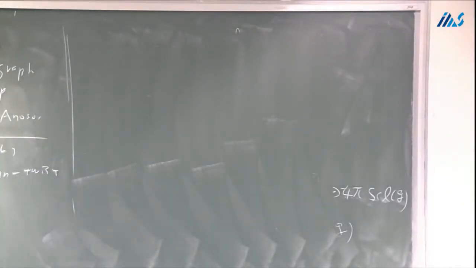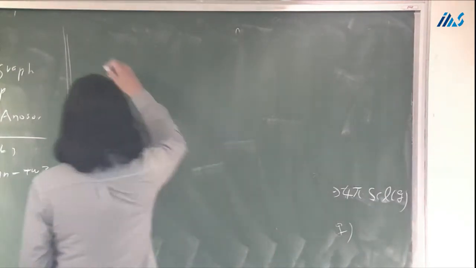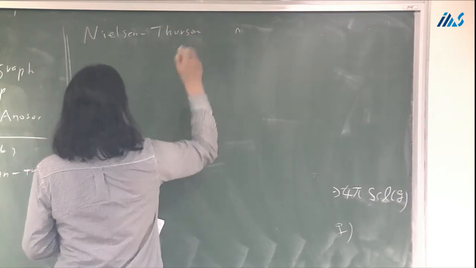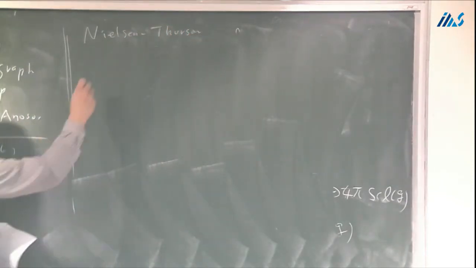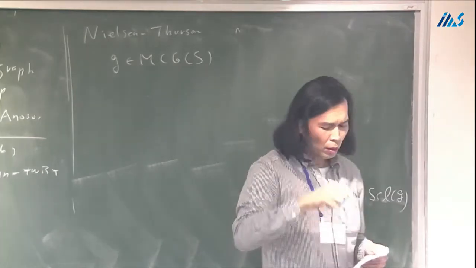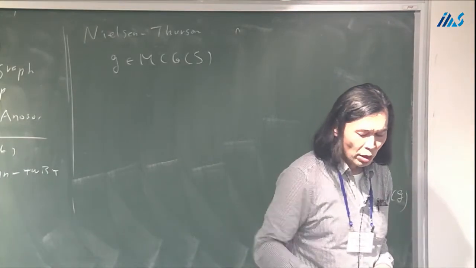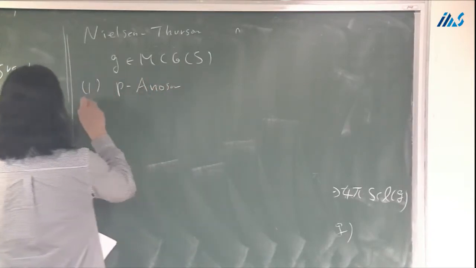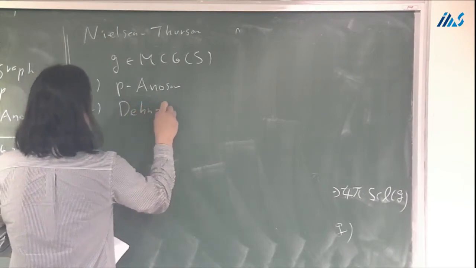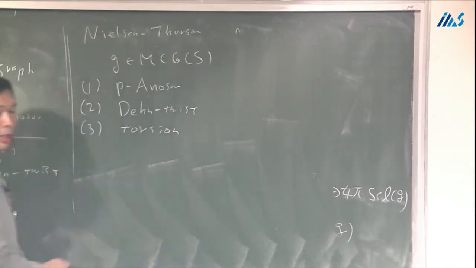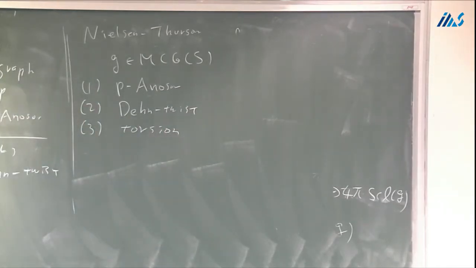So to deal with the general mapping class, let me review briefly the Nielsen-Thurston classification, the classification for an element of the mapping class group. So you have an element in the mapping class group. We already heard, so one possibility is pseudo-Anosov. Second, Dehn twist. And maybe third, it's torsion. Okay? I wish this is the whole classification.